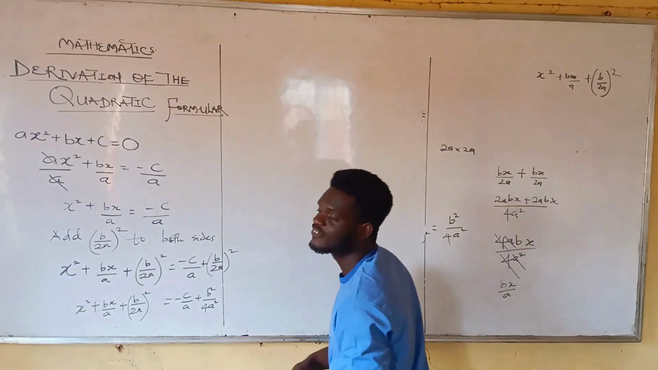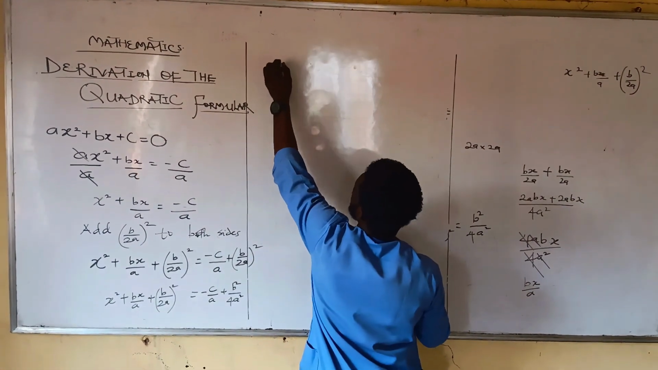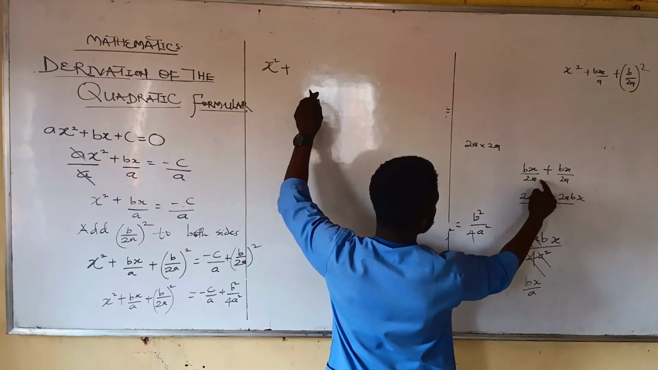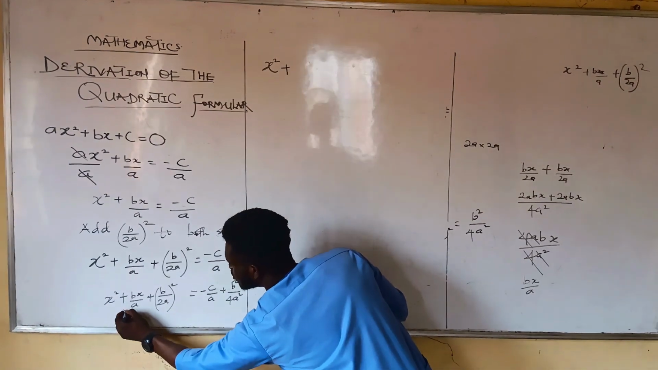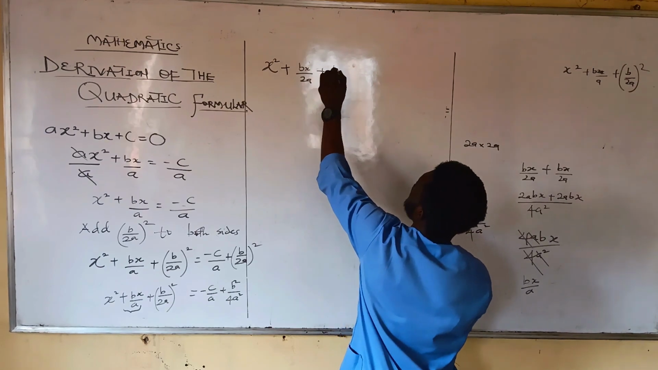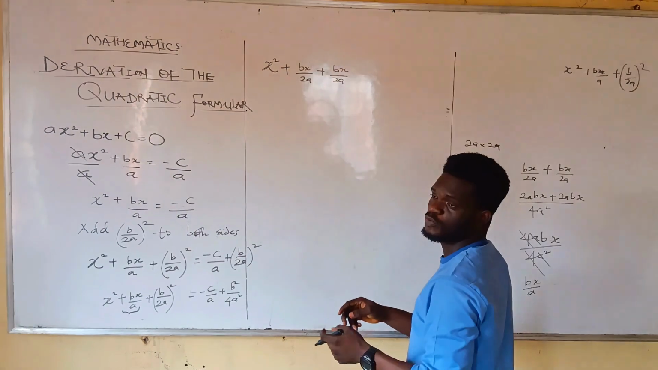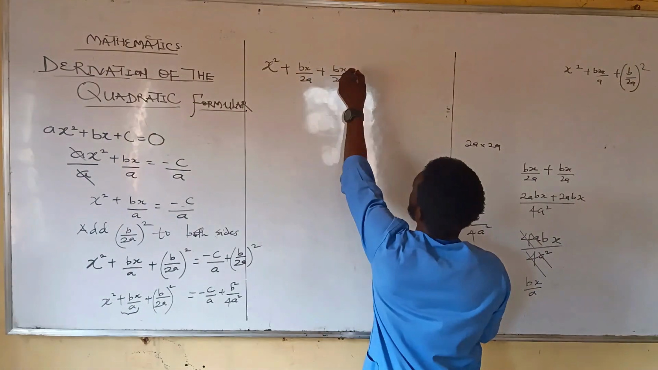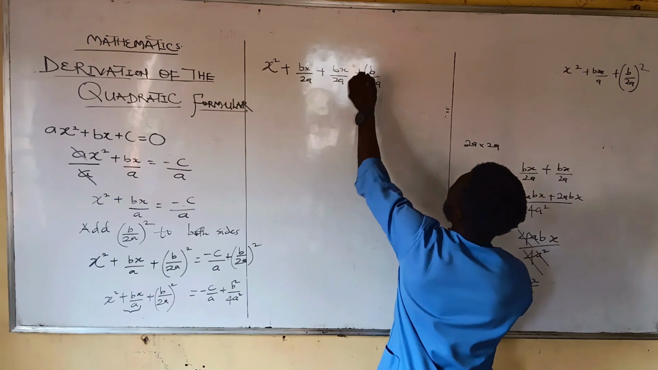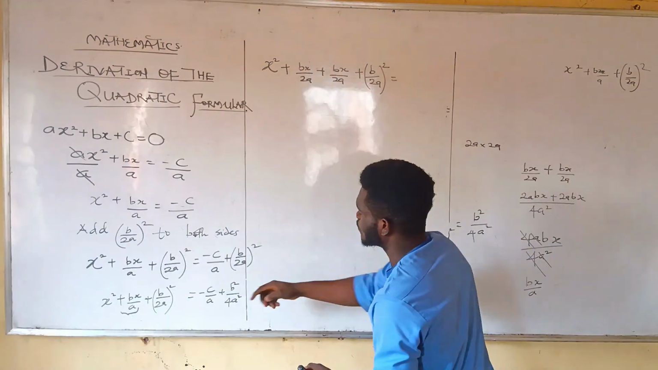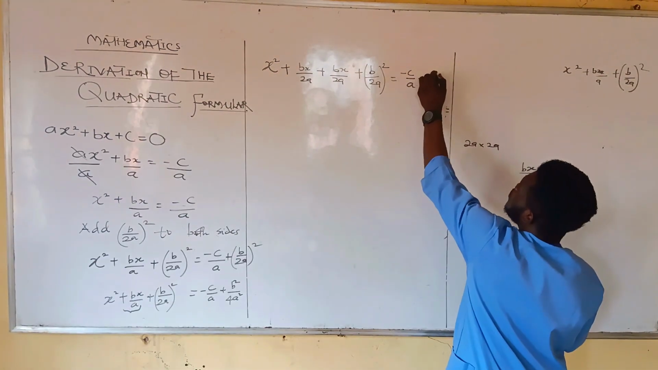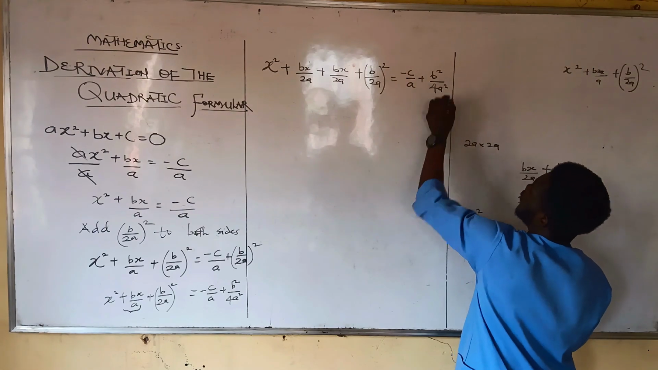So we want to expand the right-hand side. Expanding the right-hand side, we have x squared plus, what do we have there now? We have bx over 2a plus bx over 2a, which will give me this. So we have bx over 2a plus another bx over 2a. If you understand maths very well, this is what we call expansion. Then plus b over 2a all squared equals what? Minus c over a plus b squared over 4a squared.